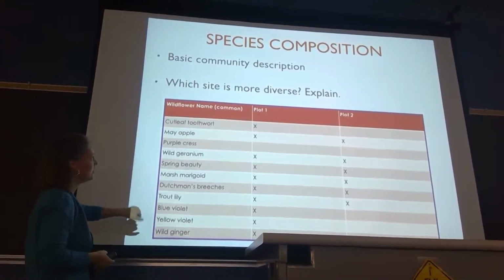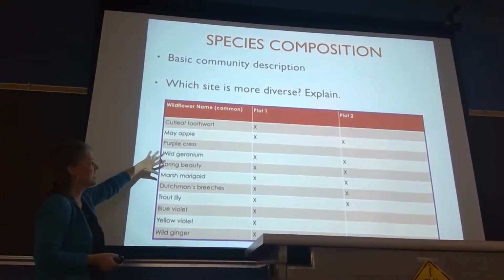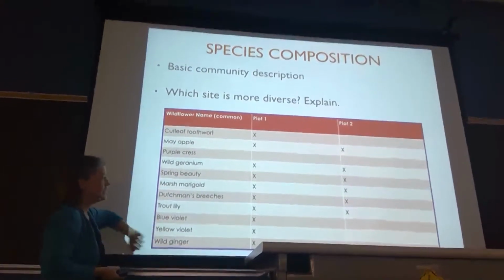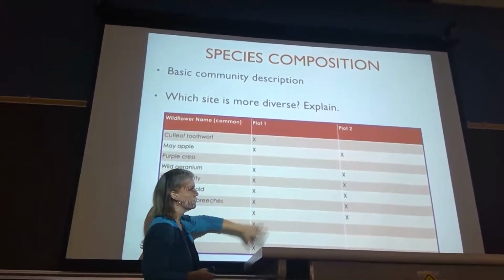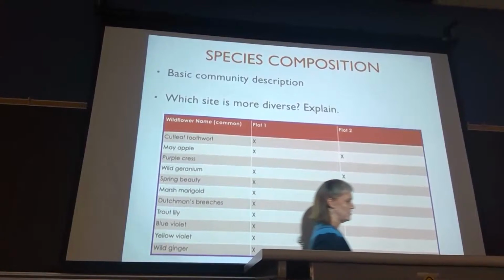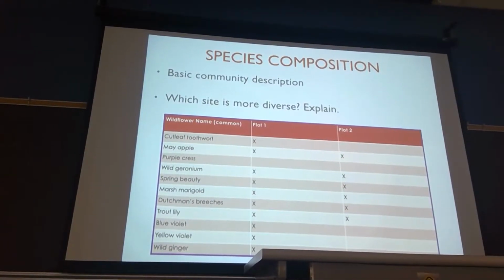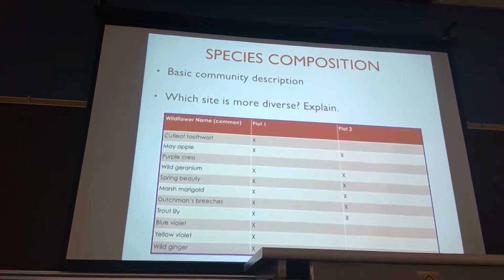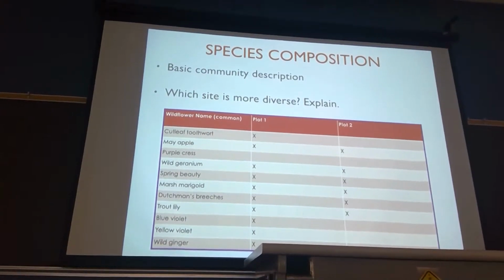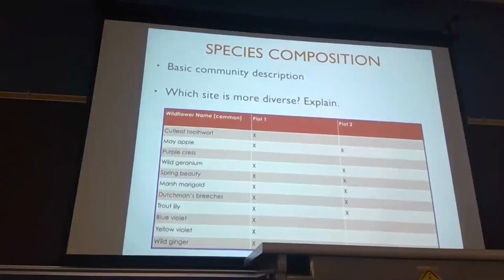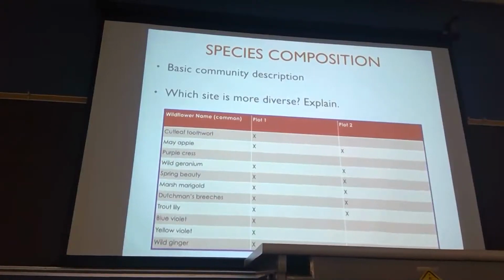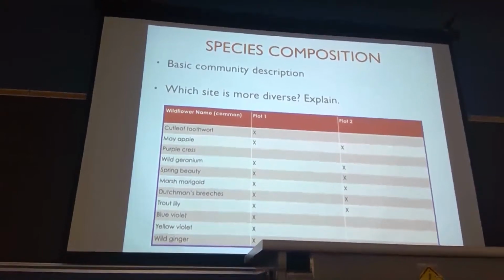Okay, so here we have two different grassland ecosystems. We're looking at the wildflowers that occur there. This is the name of the plant, and if it occurs in the first community or in the second community, it's given by an X. If it is present. If there's no X, it is absent. So, which of these sites is more diverse, and why would you choose them?